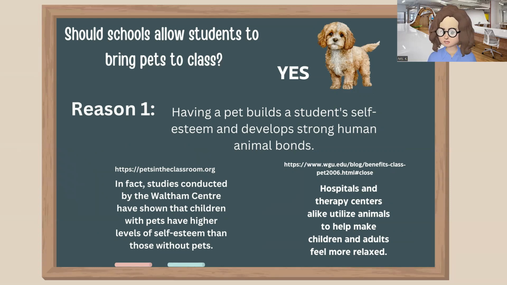Here's another piece of evidence that you could have found. Hospitals and therapy centers alike utilize animals to help make children and adults feel more relaxed. This is taken from wgu.edu, a university. So this is going to be more evidence to support our reason, right? Having a pet builds a student's self-esteem. It develops that strong human-animal bond, okay? So notice how our argument is already starting to get stronger.